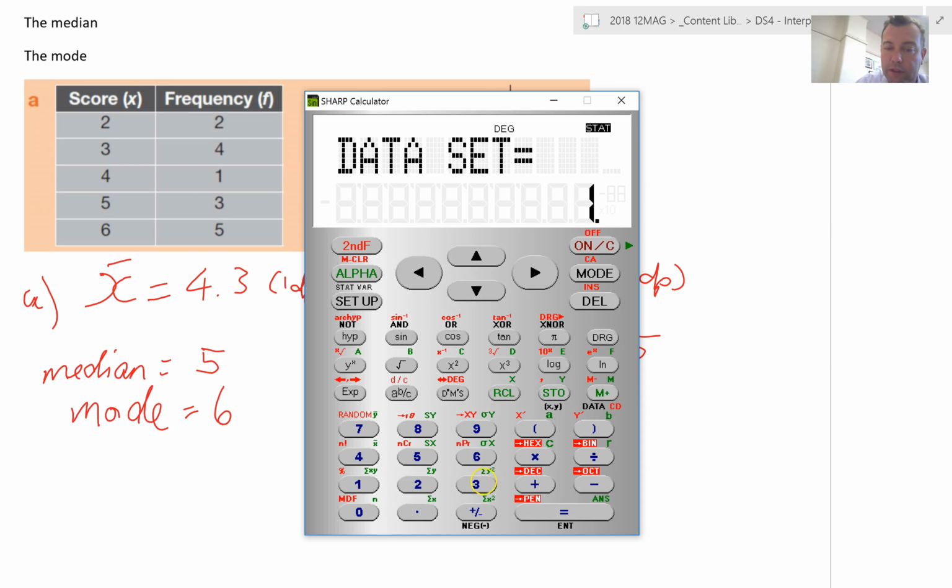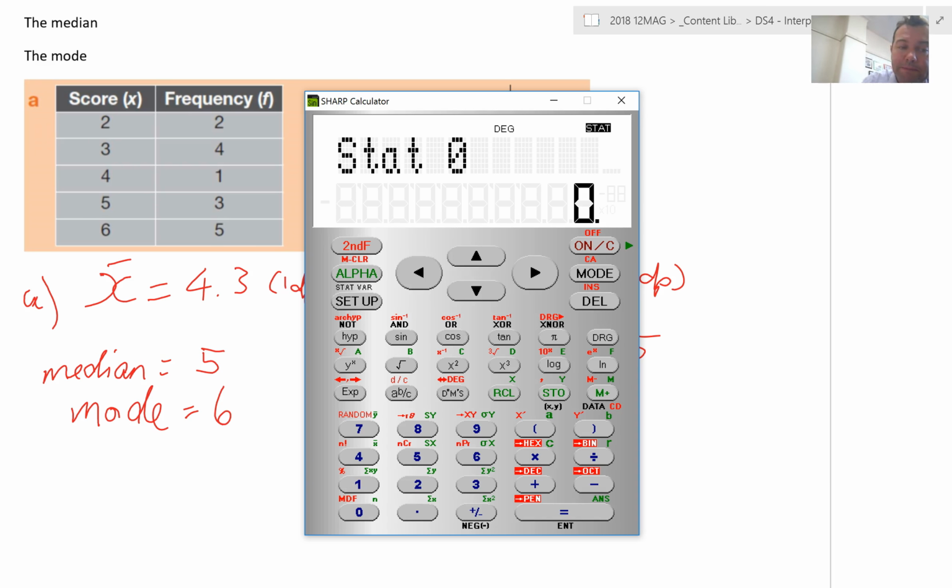Now I'm going to put in the 3, so I go 3 store 4 memory plus. Okay, so that's put the second row in my table. There are now 6 scores in there essentially. Right, 2 2s and 4 3s. Keep going. 4 store 1 memory plus, 5 store 3 memory plus, and 6 store 5 memory plus. Okay. Now that's our 5 rows, that's good. I can press clear here. So it goes back to 0, but that's saved in the memory.